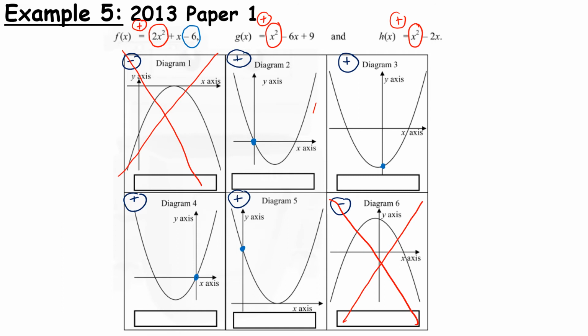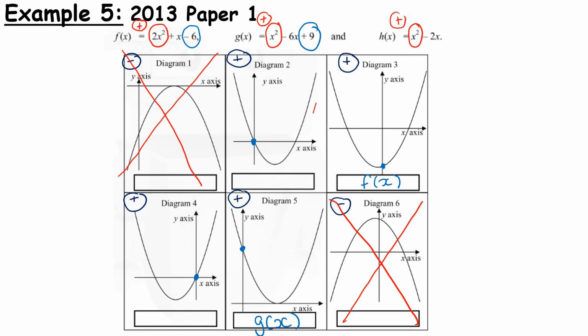So even though they haven't given us numbers on the graph, we should be able to identify where we're in the positive part of the y-axis and where we're in the negative part. So this is f of x. For g of x, we have plus 9, so it's the positive part. And diagram 5 was the only place where we had a y-intercept in the positive part. So this is g of x.